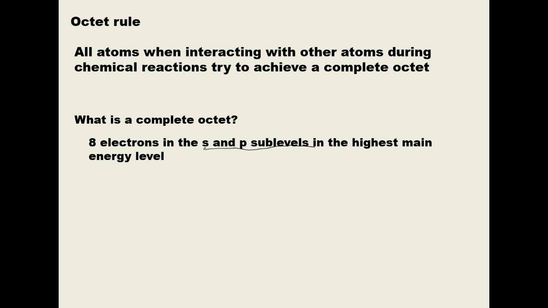Why do we use the S and P sublevels? Well, if you recall, the S sublevel can have a maximum of 2 electrons. The P can have a maximum of 6 electrons. And when you add them together, you get your complete octet. When you have a complete octet, that indicates chemical stability.